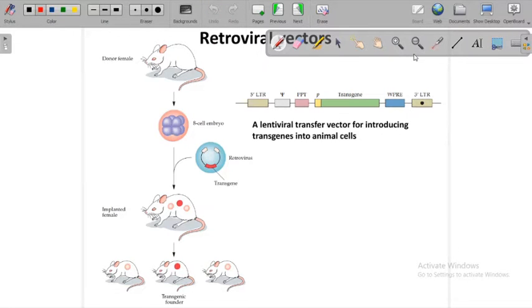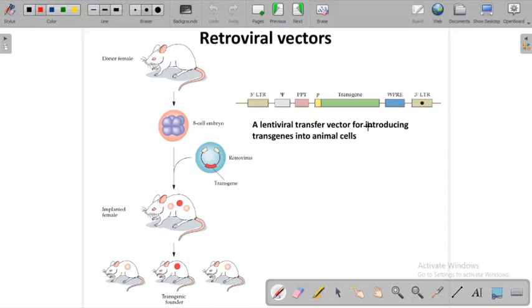Firstly, we'll see what retrovirus vectors are. In this technique there is a donor female. We extract the embryo, not the ovum, sorry, out of the donor female by injecting a heavy amount of HCG hormones, and so we get an ample amount of embryos.